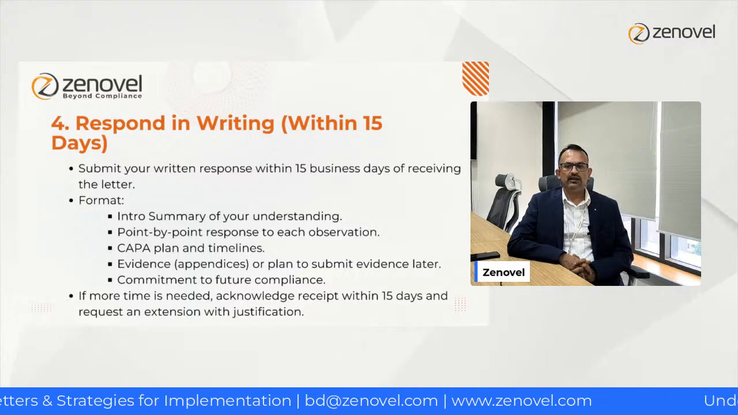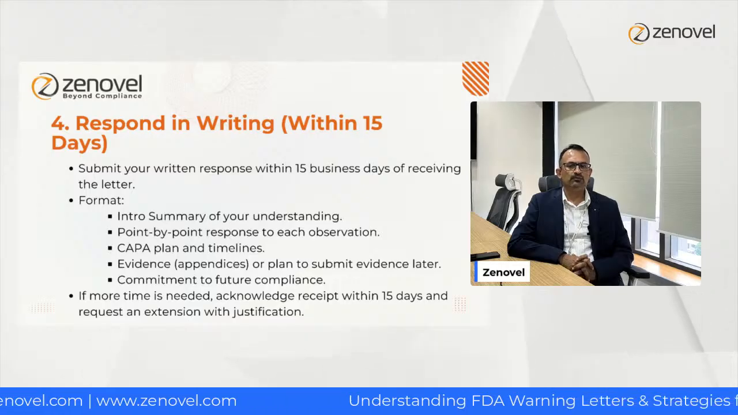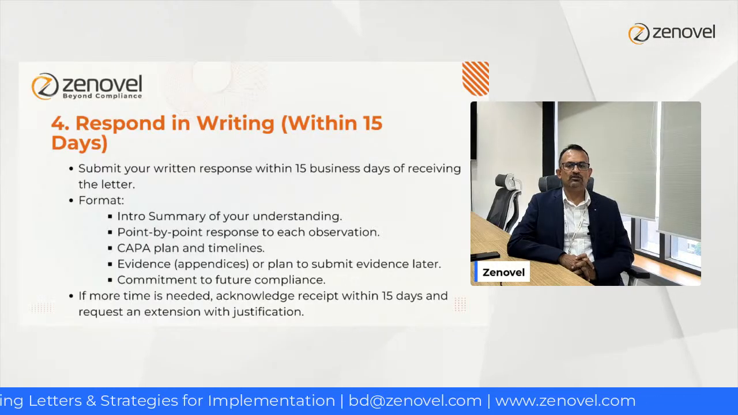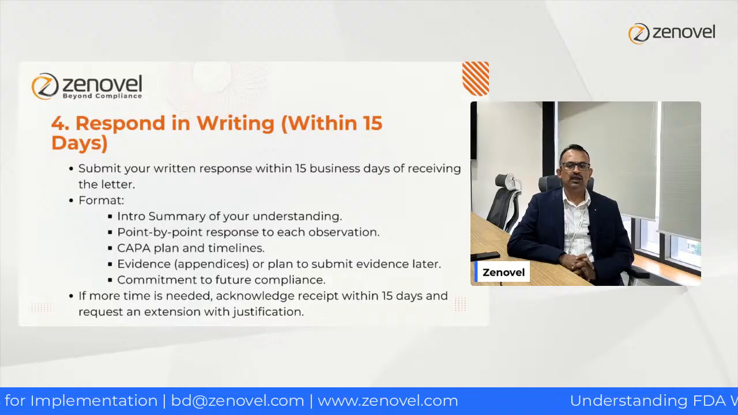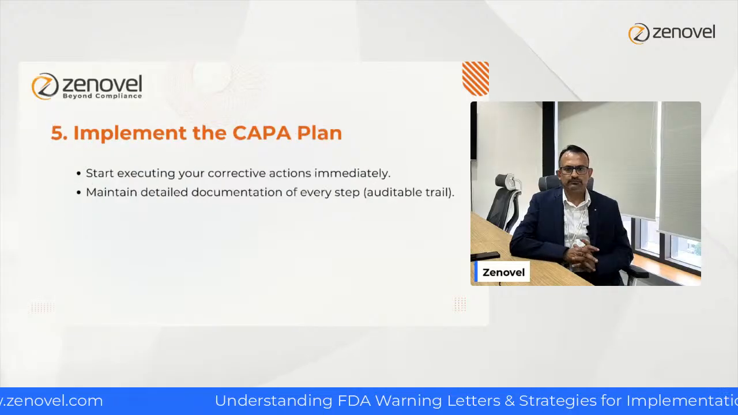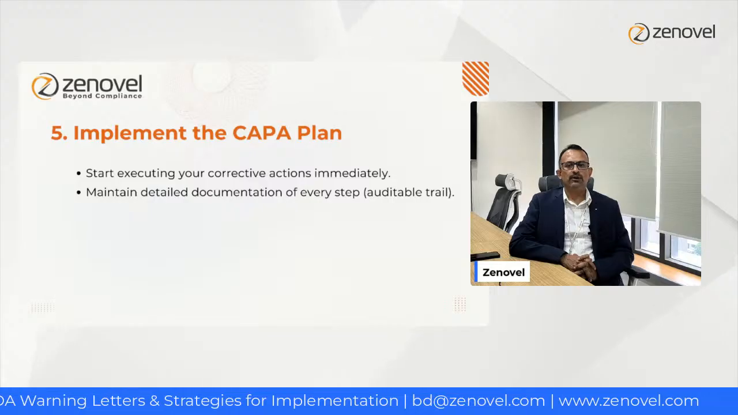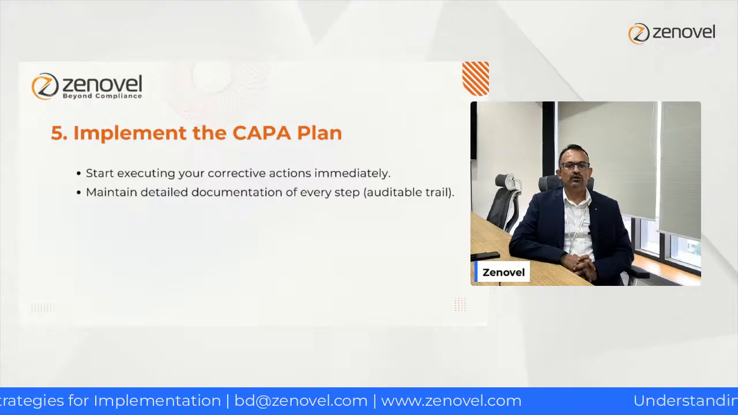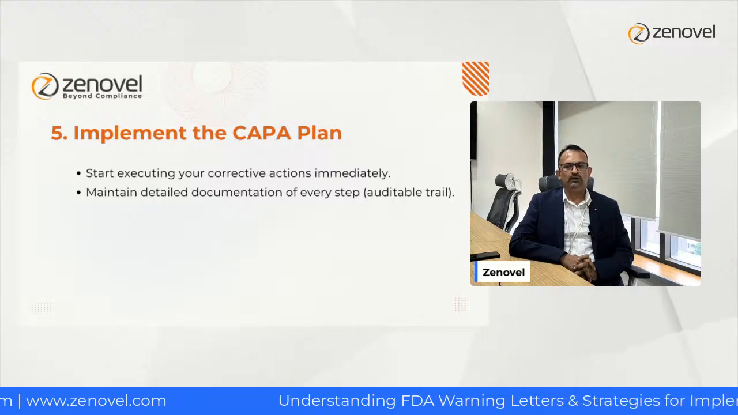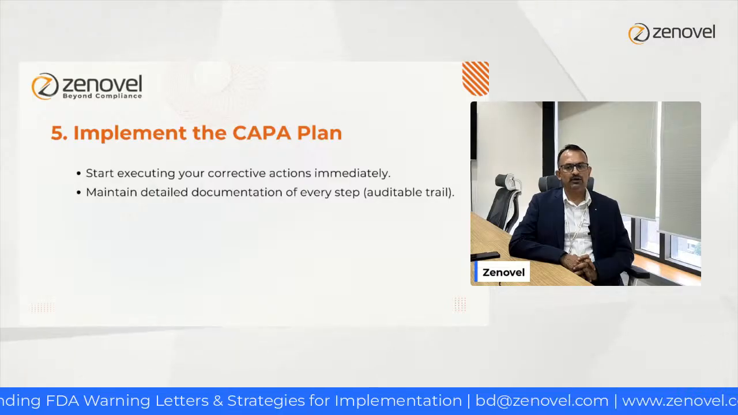The next is the response in writing. Generally the timeline is 15 days. So submit your written response within 15 business days of receiving the letter. If more time is needed, acknowledge receipt within 15 days and request an extension with justification. The next step is implementation of the CAPA plan. Start executing your corrective actions immediately. Maintain detailed documentation of every step, and it should be in an auditable trail format.